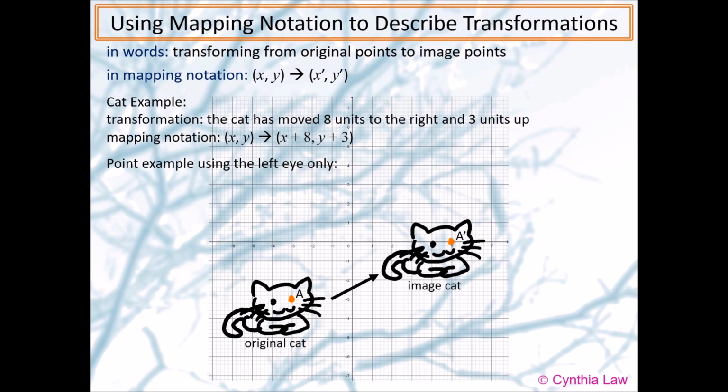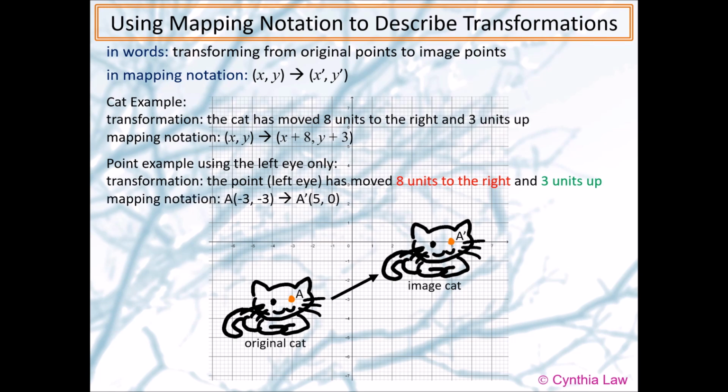So if we look at one specific point example using the left eye, then we say that the left eye has moved 8 units to the right and 3 units up. So in mapping notation, we actually have numbers now. So the original point is -3 and -3, and then it's mapped to the point 5, 0. So when we check the map, -3 plus 8 gives us 5. And for the y coordinate, it's also -3, but this time we add 3 units up, so it's now a value of 0.